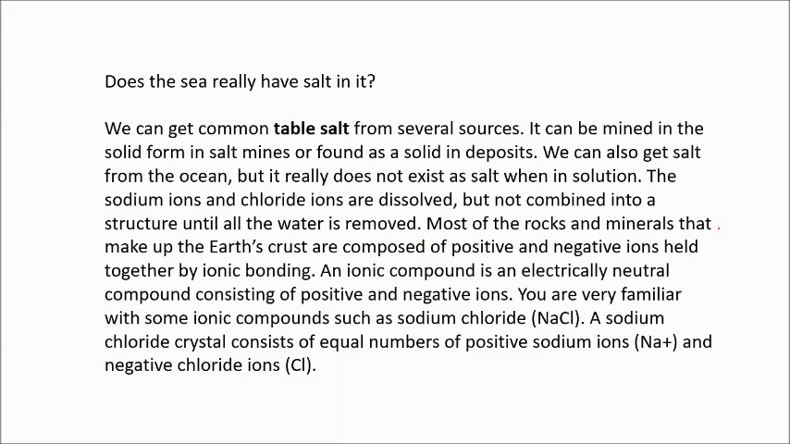Most of the rocks and minerals that make up the Earth's crust are composed of positive and negative ions held together by ionic bonding. An ionic compound is an electrically neutral compound consisting of positive and negative ions. So you are very familiar with NaCl, yung ginagamit sa kusina. So that NaCl crystal consists of equal number of positive sodium ion and negative chloride ion.